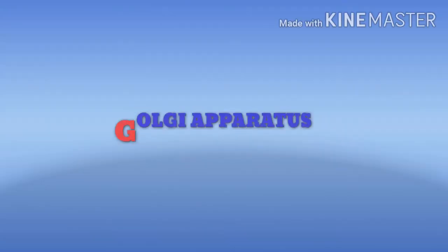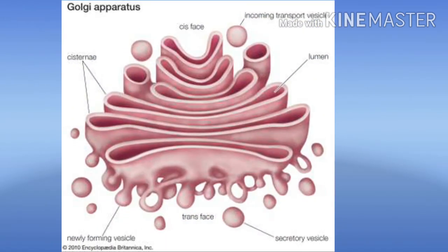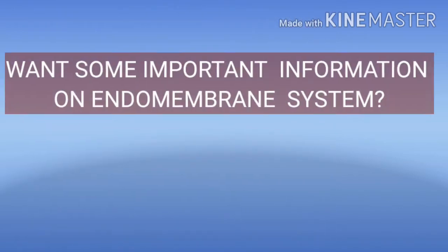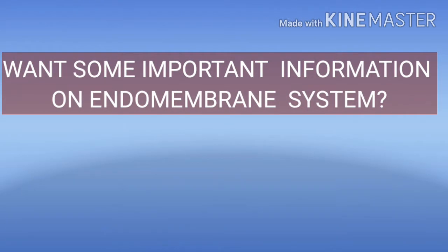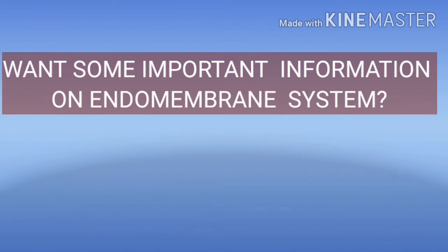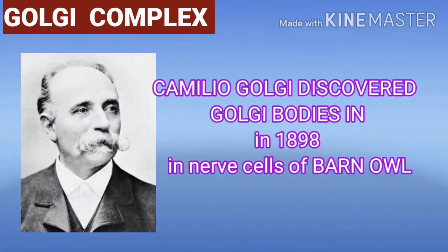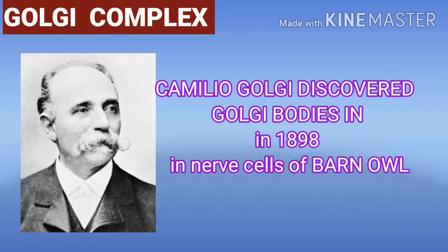Hello everyone, today we will start off with a new organelle which is known as the Golgi apparatus. It is one of the most important organelles in a cell, and also it is included in the endomembrane system. Now if you want to know more about the endomembrane system, you can click on the link which is provided in the description box, and from there you can fetch a lot of interesting information about the endomembrane system.